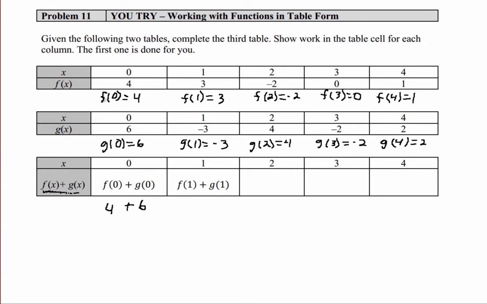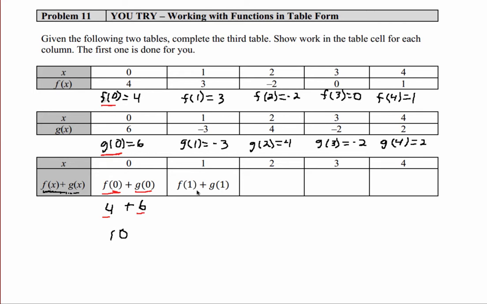And the reason we know that is because, take a look. What is g of 0? g of 0 is 6, right? What is f of 0? Well, f of 0, that's 4. Okay, so we know that if we take the sum of 4 plus 6, we're going to get back 10. So that's the glorious answer on that one.